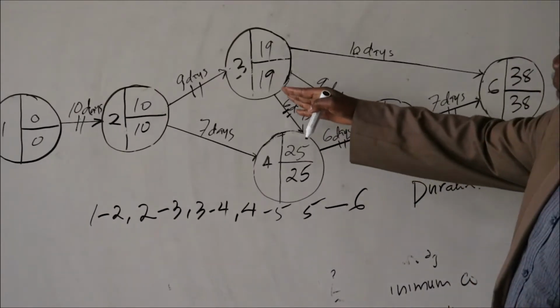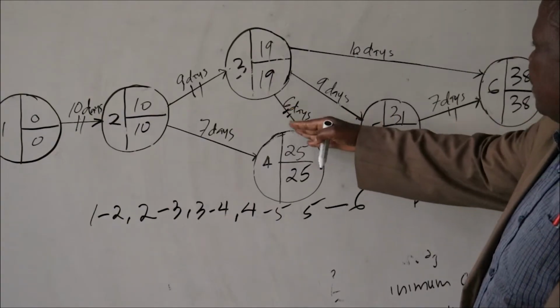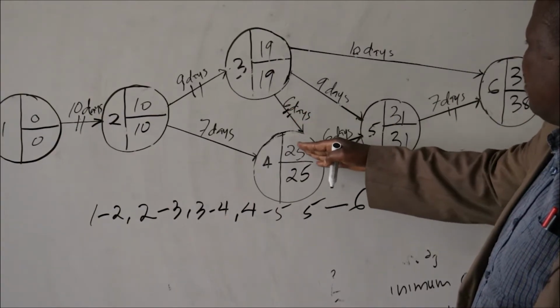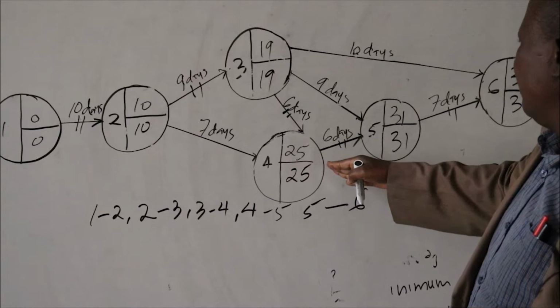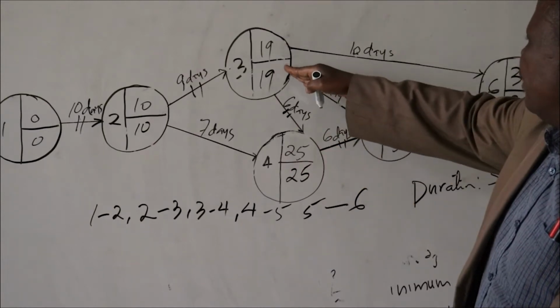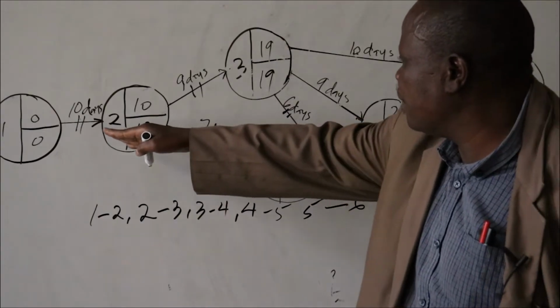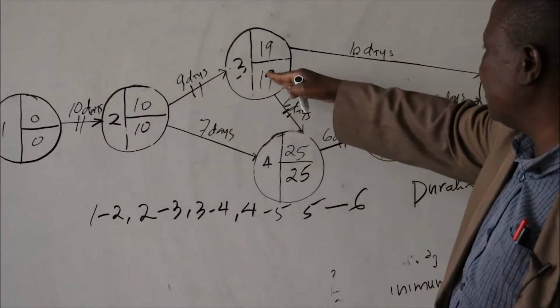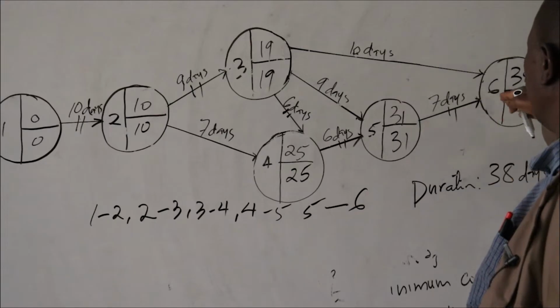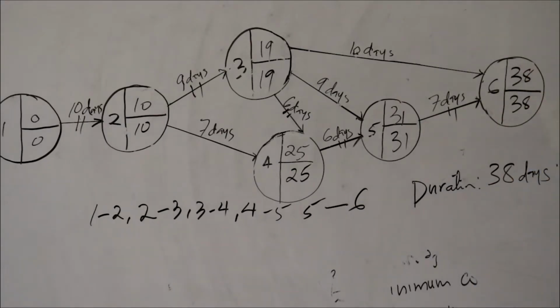So this is the longest path. 6 plus 6 gives us 12, while this path is only 9. So the longest path is this, which is highlighted. And these are the activities we are going to crash, because we had said earlier that we crash only activities which are existing along the critical path.